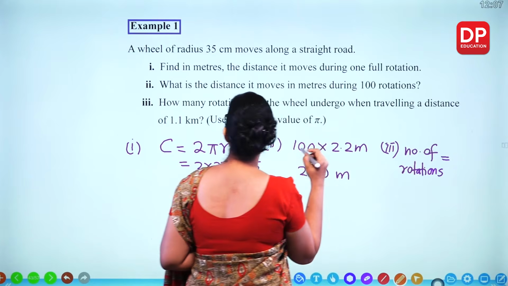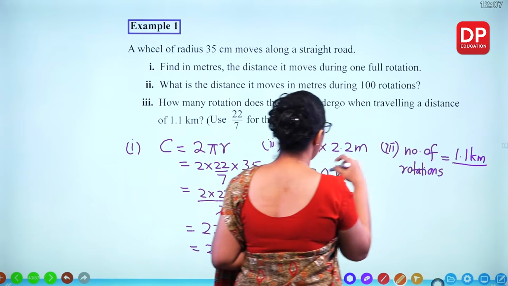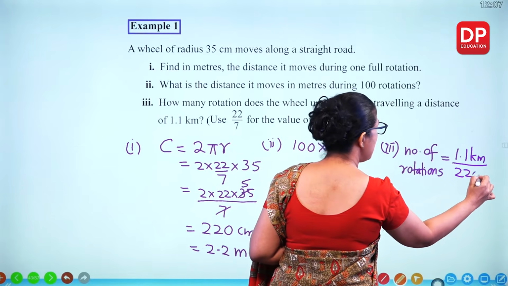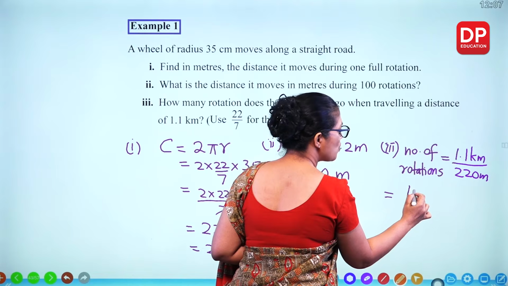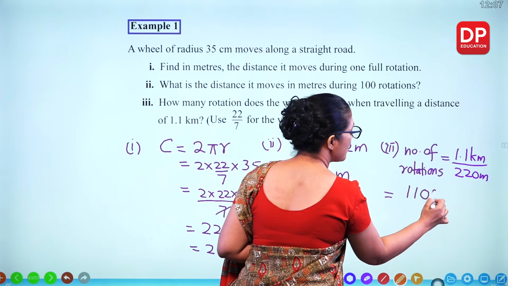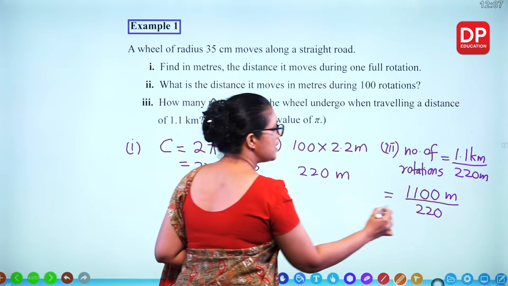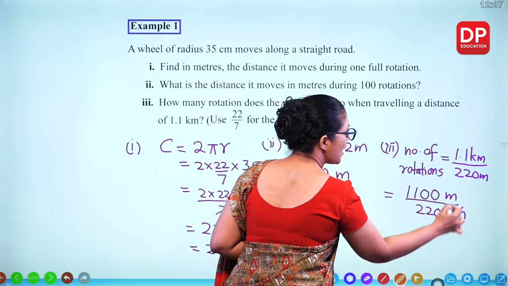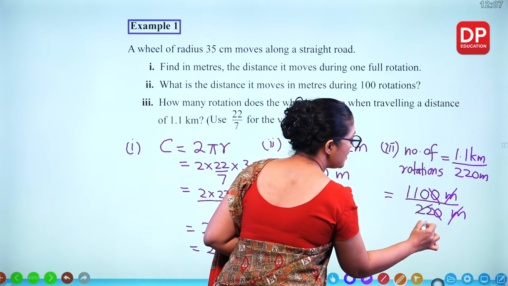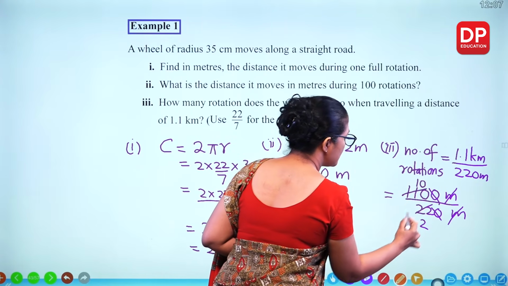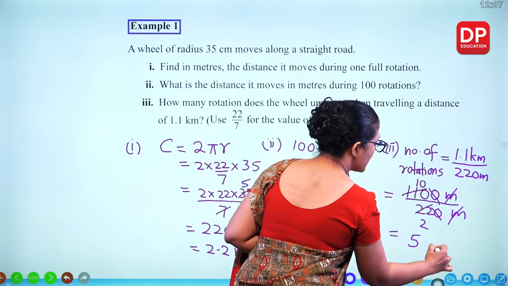So the total distance, 1.1 kilometers, divided by 220 meters. To convert to meters, you multiply by 1000. So 1100 meters divided by 220 meters. So what do you get? 1 0 gets cancelled out. Divide by 11, this is 2 and 10. 10 divided by 2, you get 5 rotations.